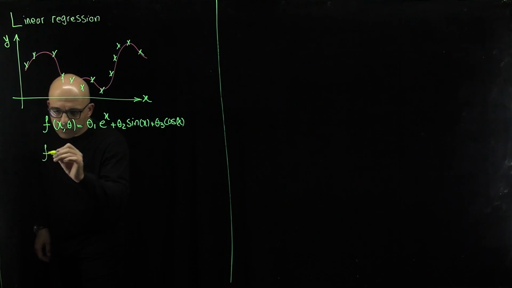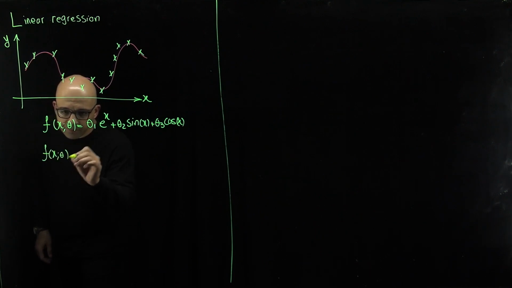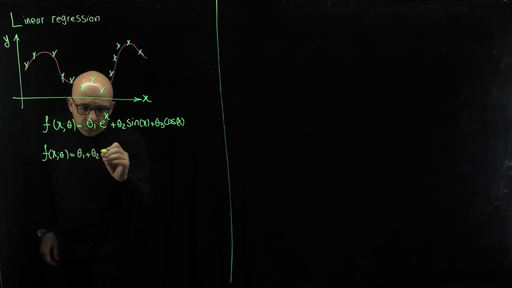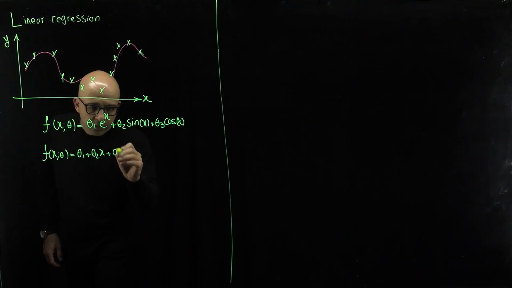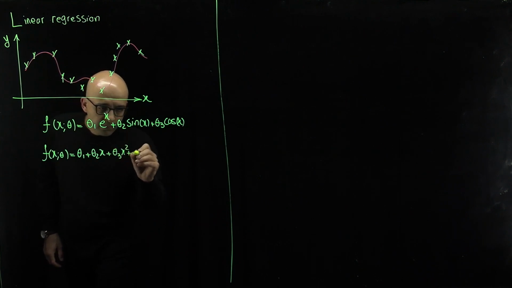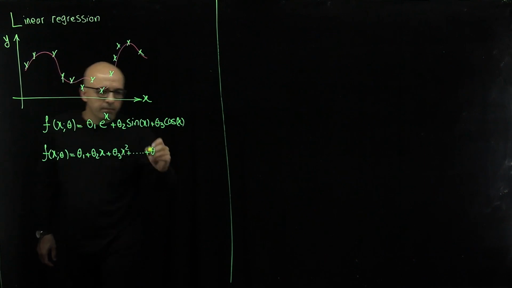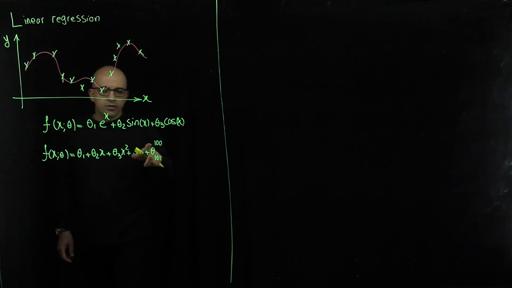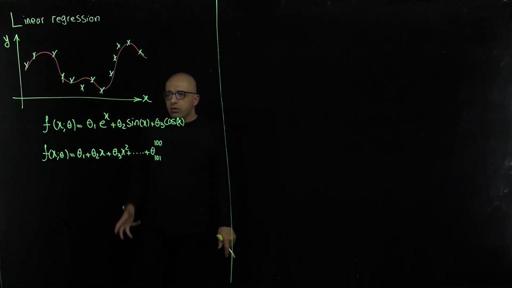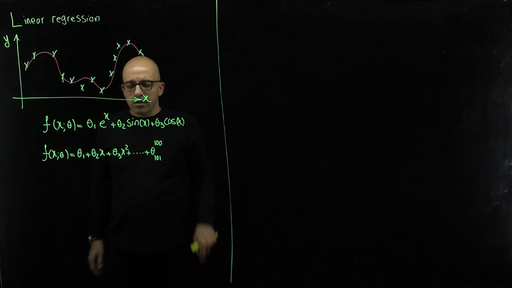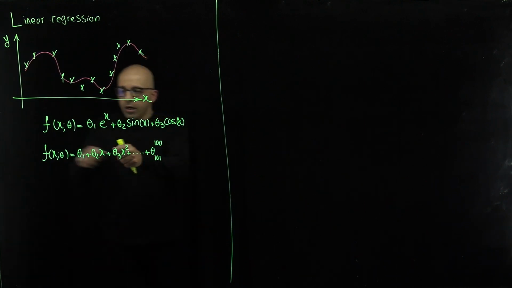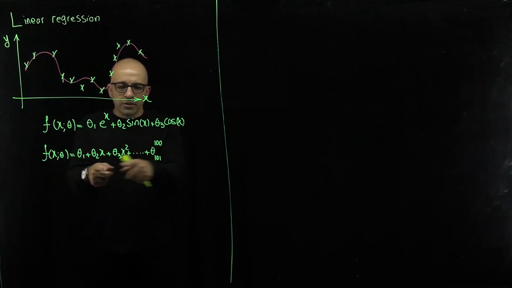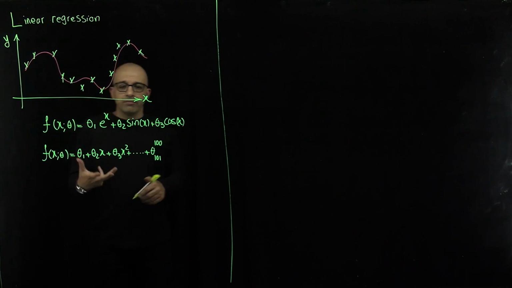Another choice for the model would be to use a polynomial of order 100. That means I'll have 101 parameters, right? So let's say we chose this model or that model, and we want to find the optimal theta. Here, theta has only 3 components. Here it has 101 components. So how do we find theta here?